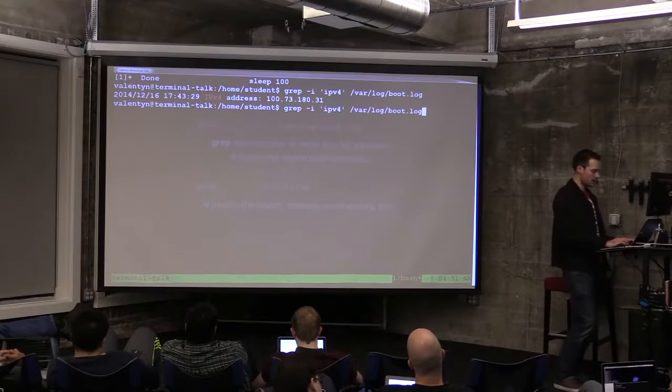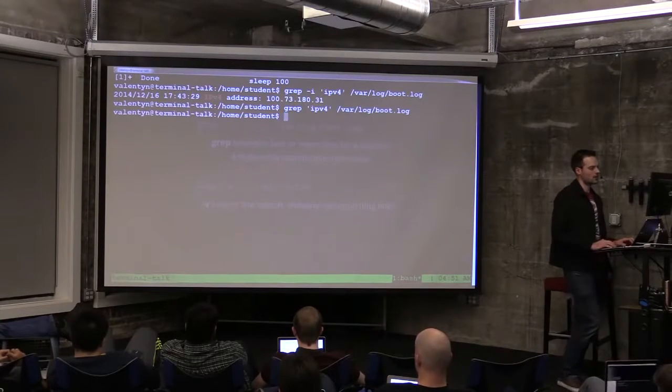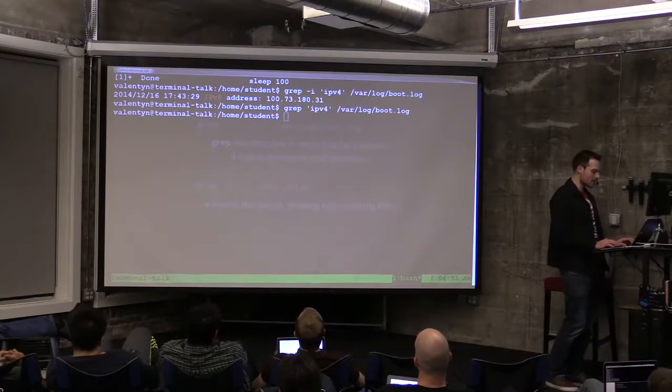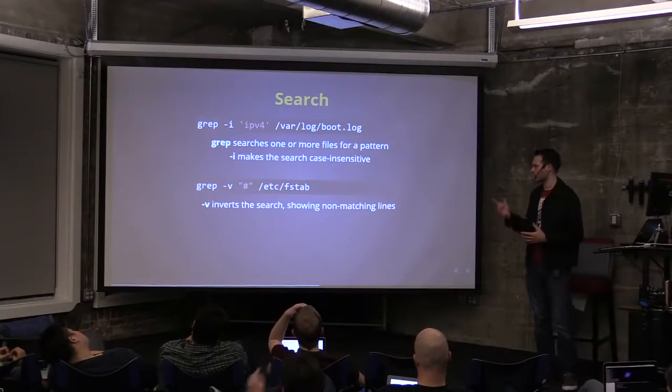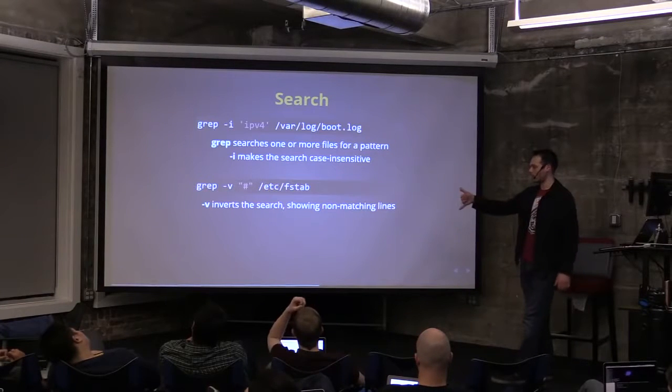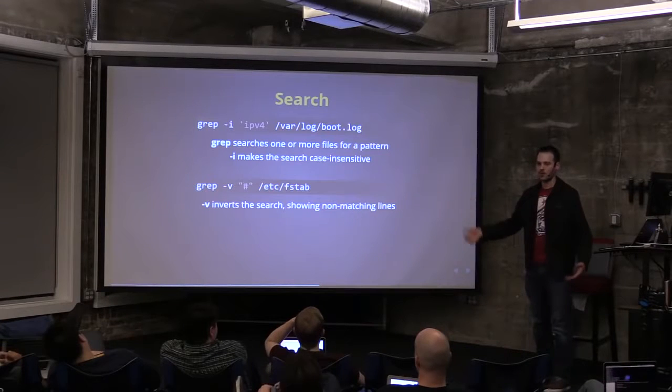If you didn't supply the -i, then whoops, it would not match, right? Yeah, because it's case sensitive by default. Almost everything is case sensitive by default. So if you want something to be case insensitive, you've got to say -i. -v inverts your search. So instead of showing you things that match, it shows you things that don't match.